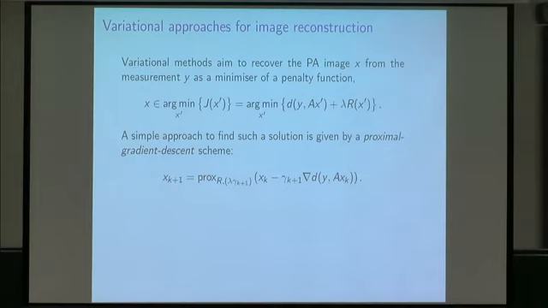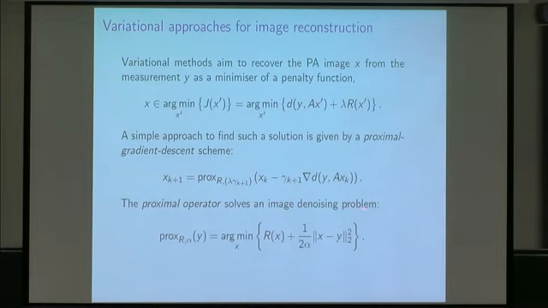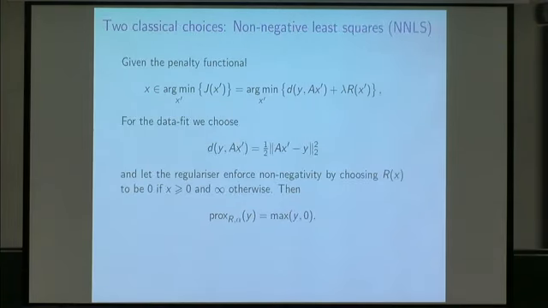And a very simple approach to do that is given by proximal gradient descent, where we take a gradient step with respect to the data fidelity term, and then we apply this proximal operator that solves an image denoising problem that incorporates our regularizer into the problem. And we will later, motivated by this, also formulate our deep learning iterative scheme. And well, let's have an example.